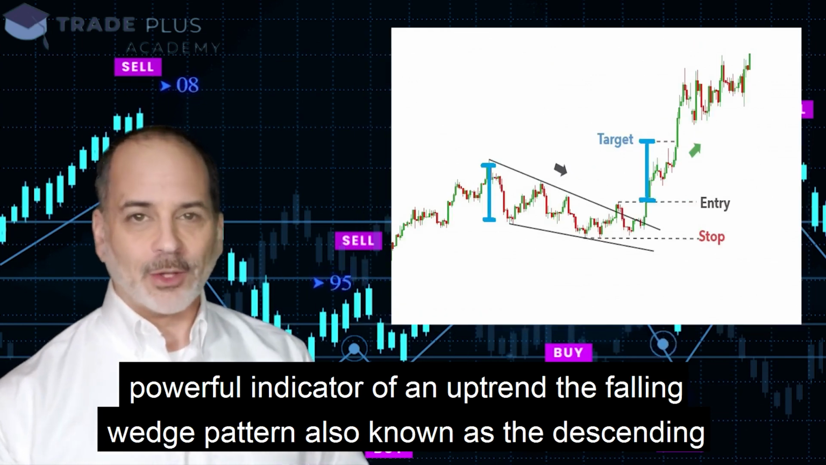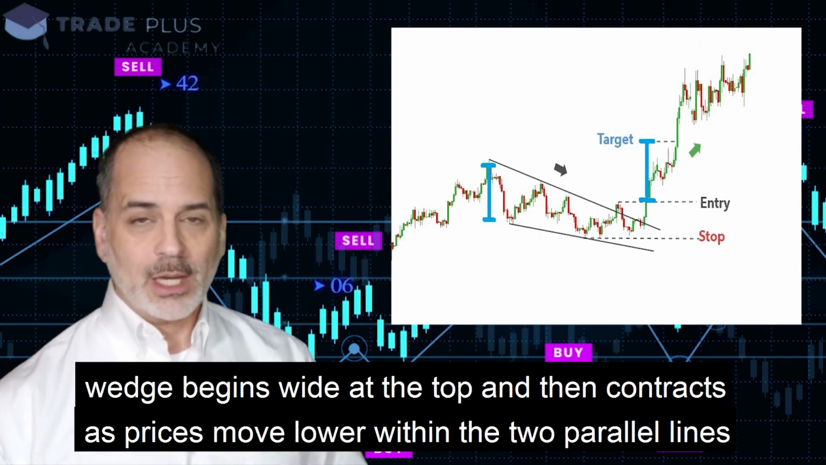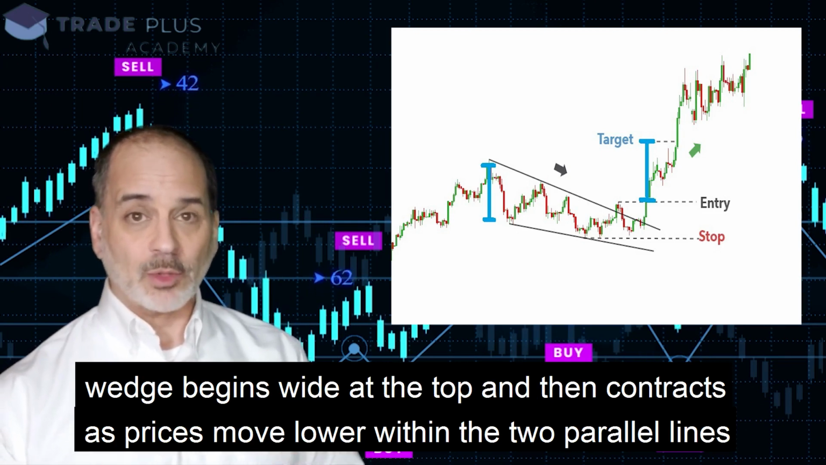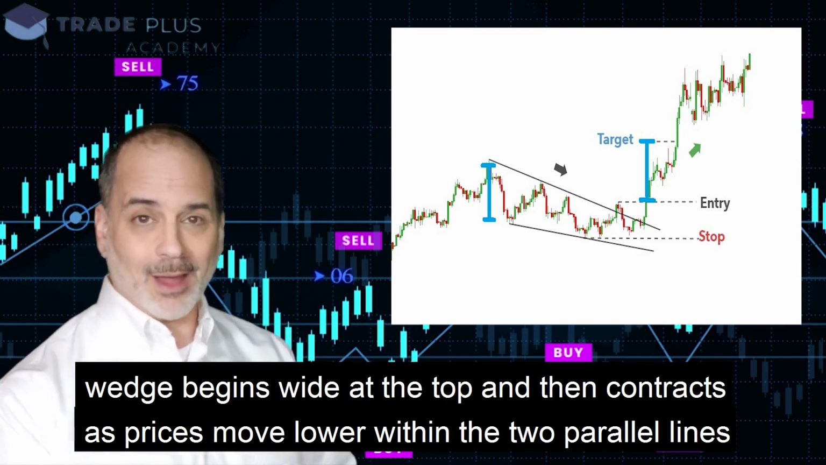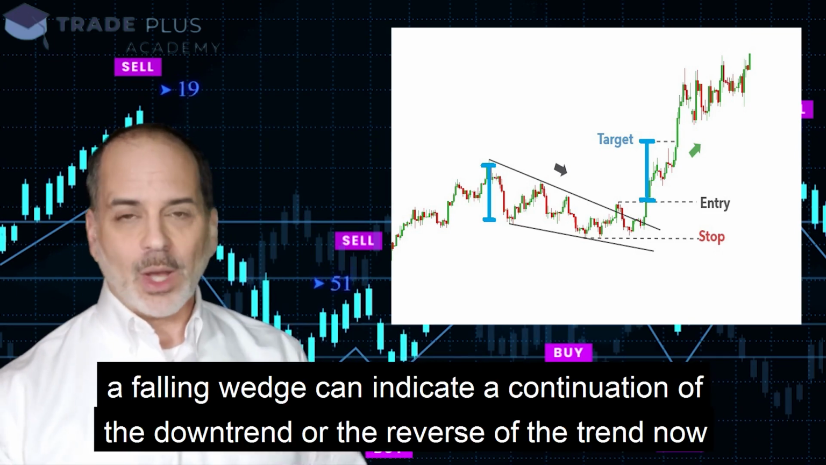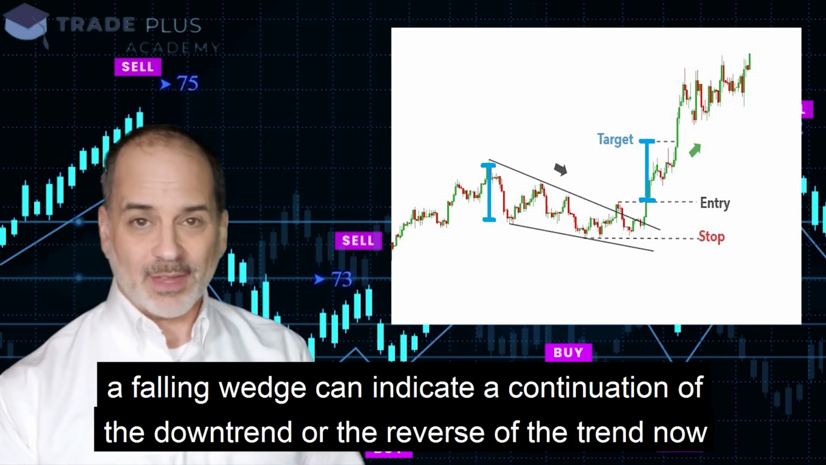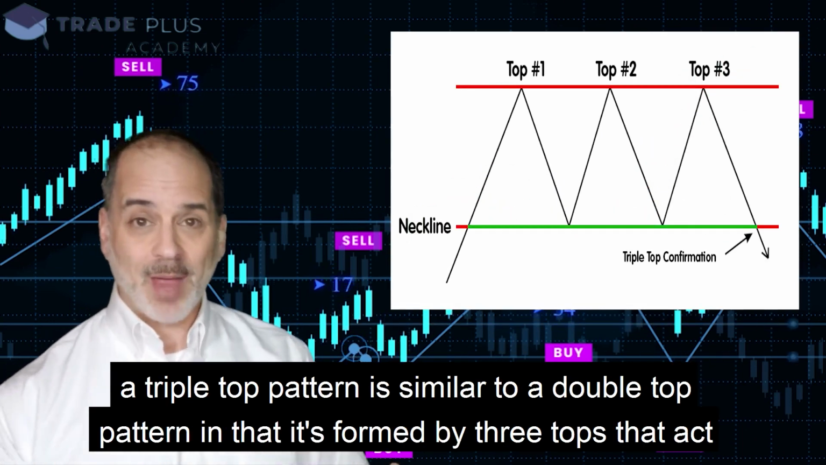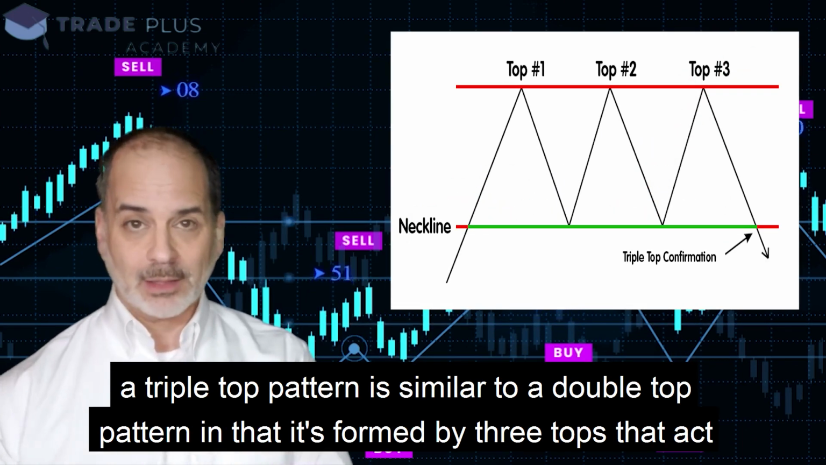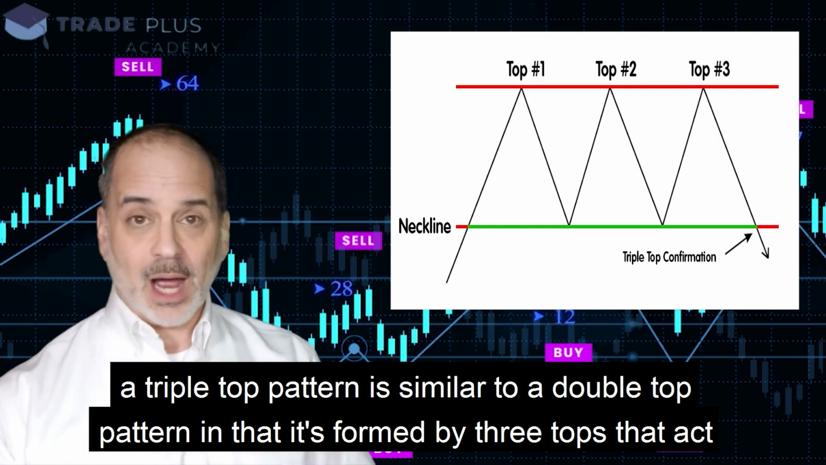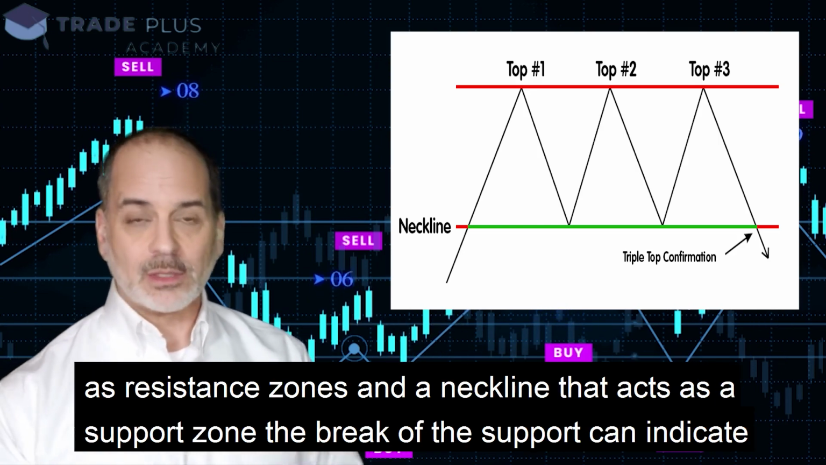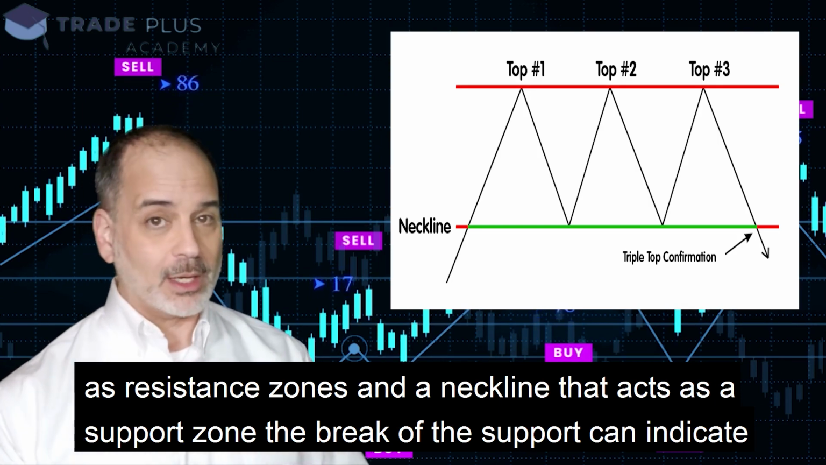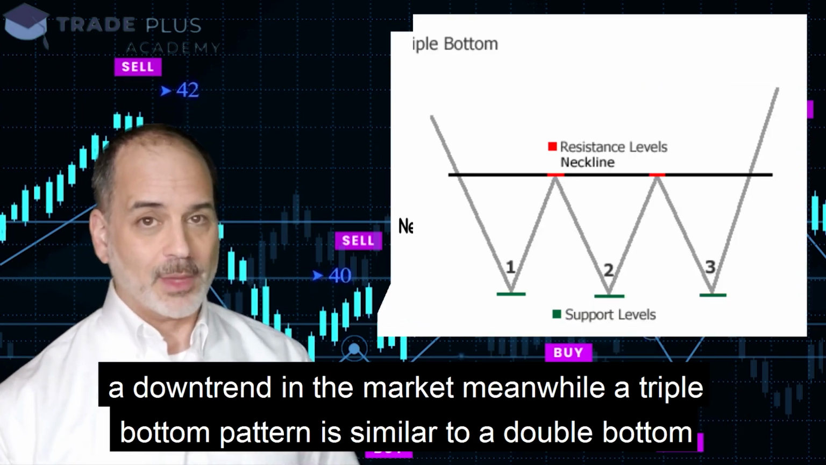The falling wedge pattern, also known as the descending wedge, begins wide at the top and then contracts as prices move lower within the two lines. A falling wedge can indicate a continuation of the downtrend or the reversal of the trend. Now, a triple top pattern is similar to a double top pattern in that it's formed by three tops that act as resistance zones and a neckline that acts as a support zone. The break of the support can indicate a downtrend in the market.